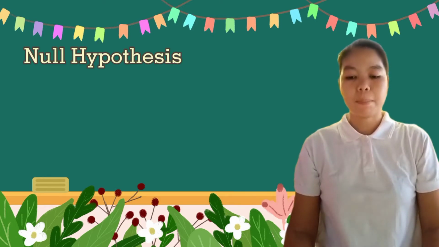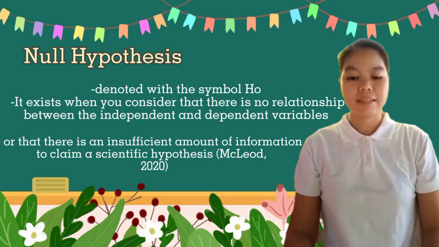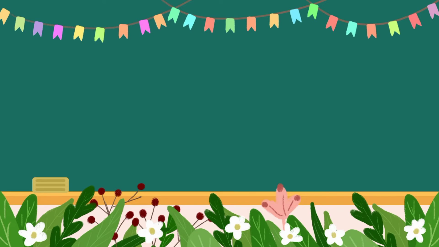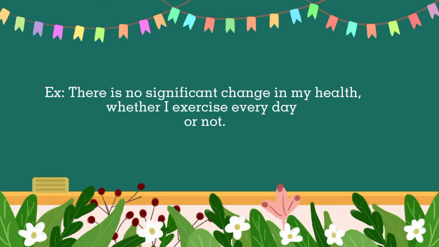Null hypothesis. The null hypothesis is denoted with the symbol H0. It exists when you consider that there is no relationship between the independent and dependent variables, or that there is insufficient information to claim a scientific hypothesis. Example: there is no significant change in my health whether I exercise every day or not.